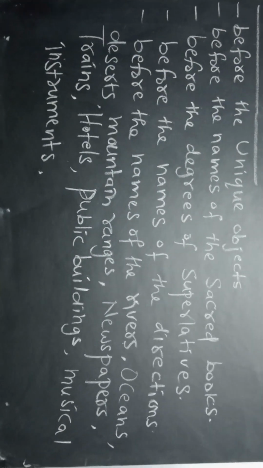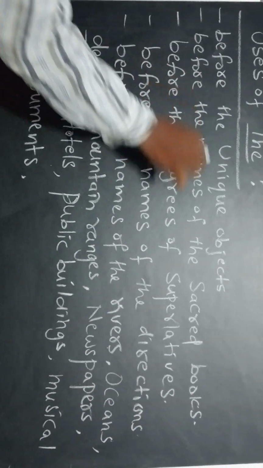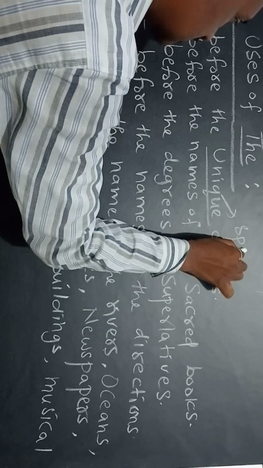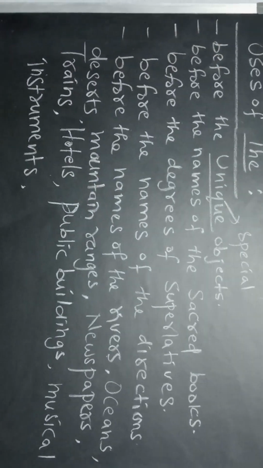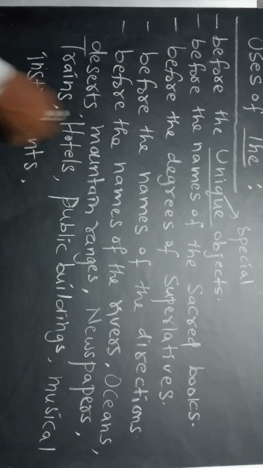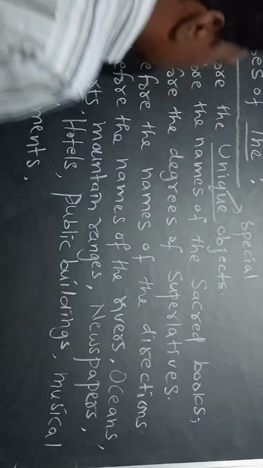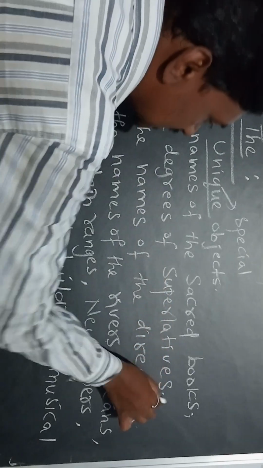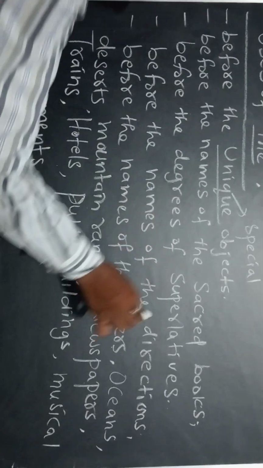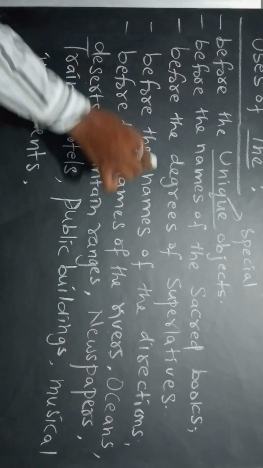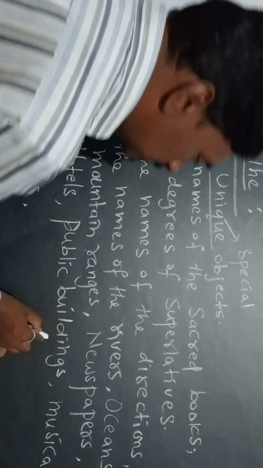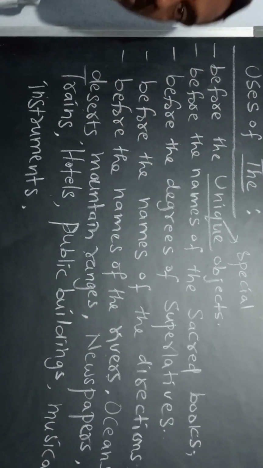The definite article the is used before unique objects. Unique means special. For example, the moon, the earth, the sun, the sky. And before the names of sacred books, the degrees of superlatives, the names of directions, rivers, oceans, deserts, mountain ranges, newspapers, trains, hotels, public buildings, and musical instruments.